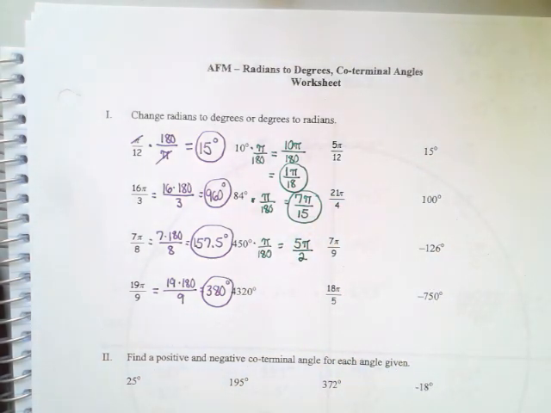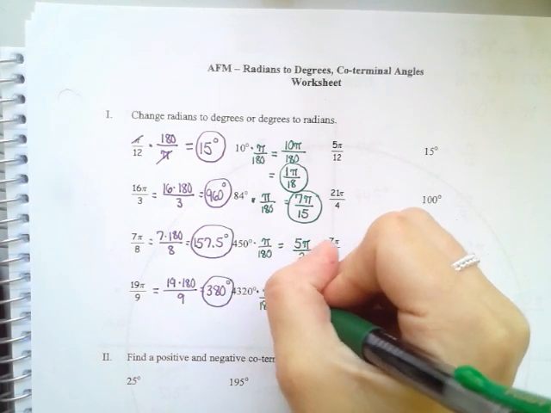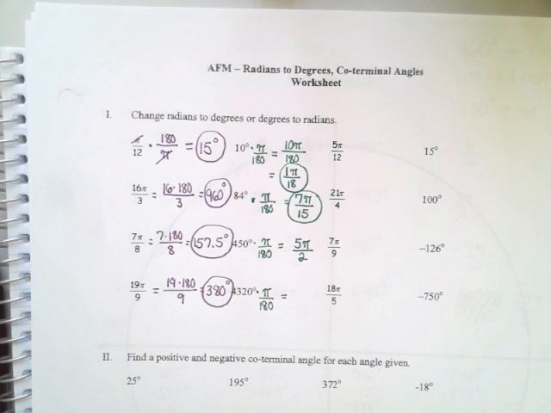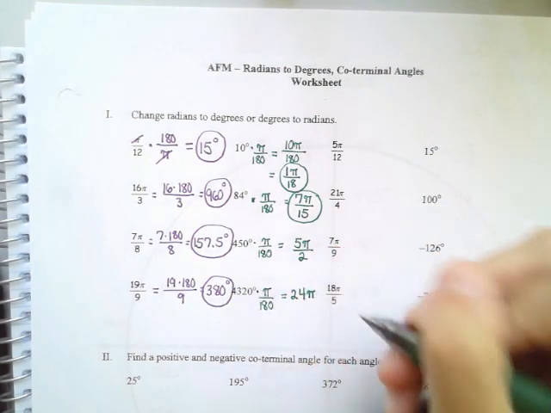And then for this last one, multiply by pi over 180. And in our calculator, we never type in that pi, we're just going to type in the number. So 4,320 divided by 180, that's just an even 24. So we have 24 pi.